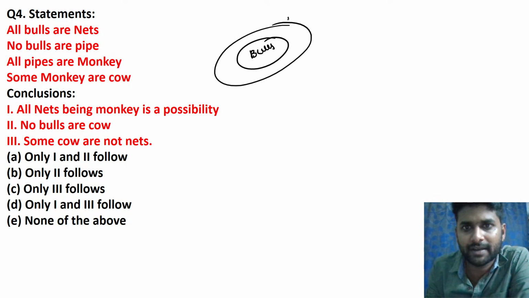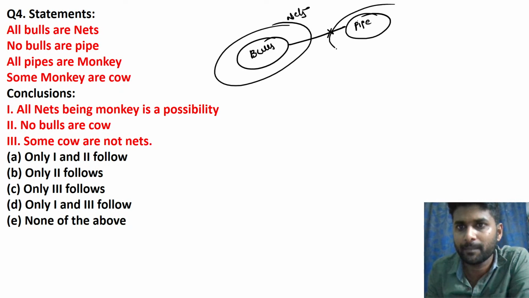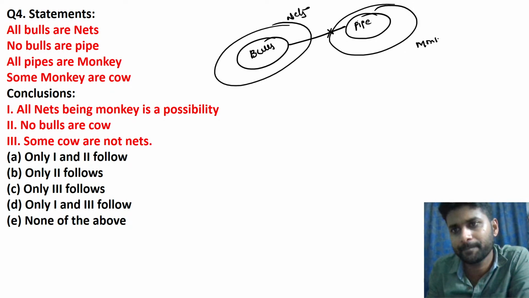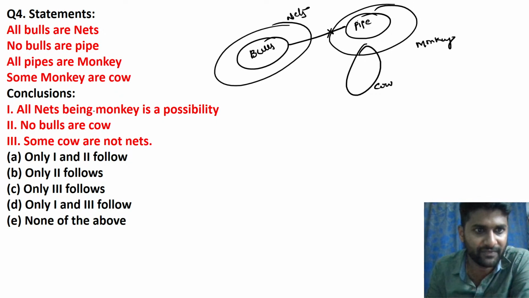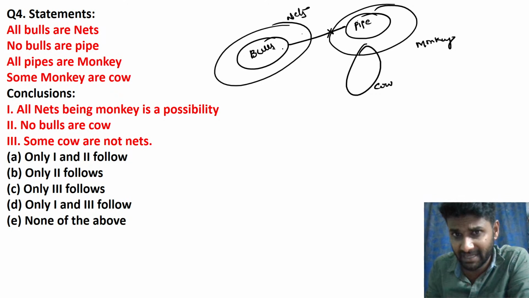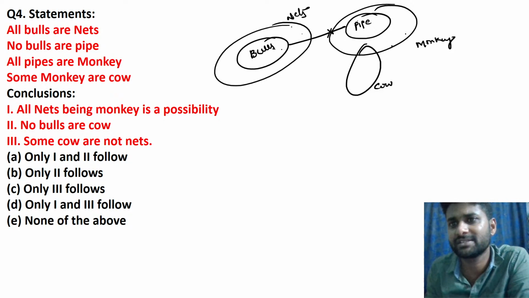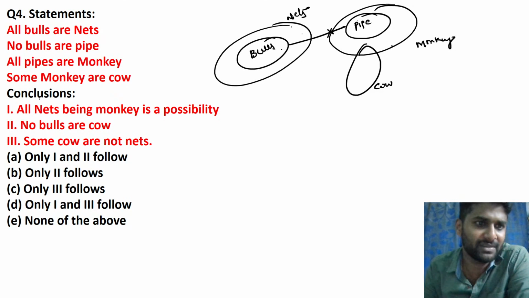All bulls are nets. No bulls are pipe. All pipe are monkey. Some monkey are cow. Just verify. All nets being monkey is a possibility. We can't assume bull into the pipe, but we can assume bull into the monkey. We can assume all nets into the monkey. So we can't violate any statement. So still we have a possibility. We can assume that relation.